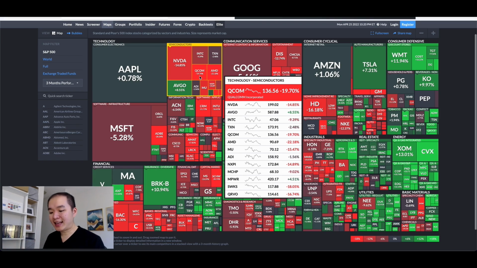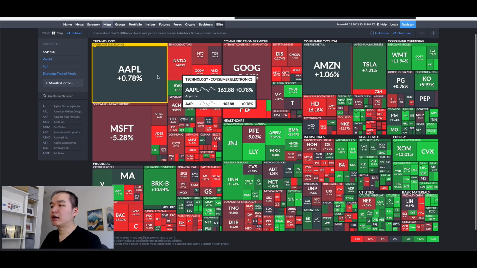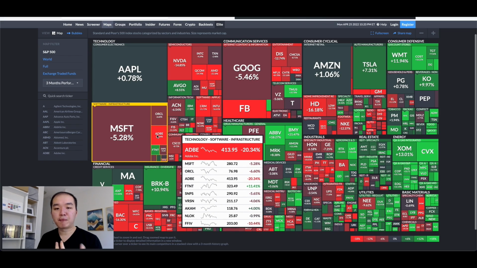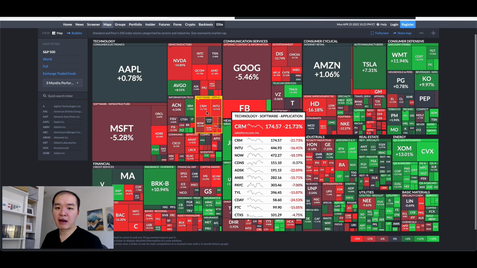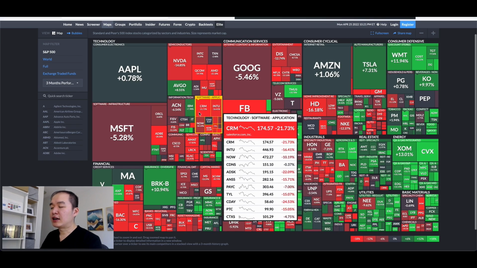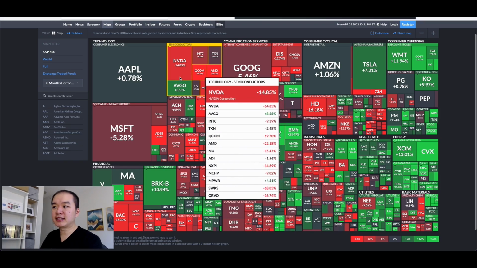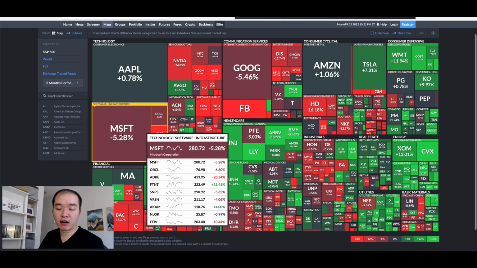So when you're analyzing the stocks that you're buying, you also need to look at the sector as well. When you look at the rest of technology, you can see Microsoft, Oracle, Adobe, these big blue-chip companies are correcting as well. So you can see why the S&P 500 is not going up for Q1, which is why it's important to have a long-term mindset when investing. You can see other stocks like CRM and Intuit, and these are also going down. I would say the majority of the technology sector has been going down since November.